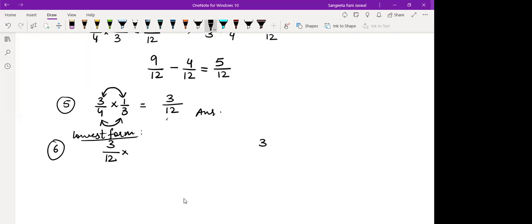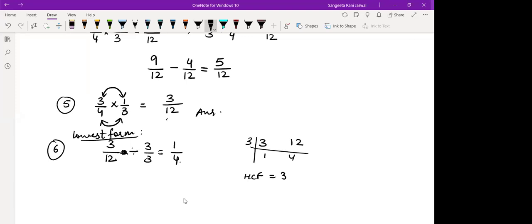See, I take the HCF of 3 and 12. 3 ones are 3, 3 fours are 12. So the highest common factor of 3 and 12 is 3. So I will divide this with 3. 3 divided by 3 is 1. 12 divided by 3 is 4. You get it?